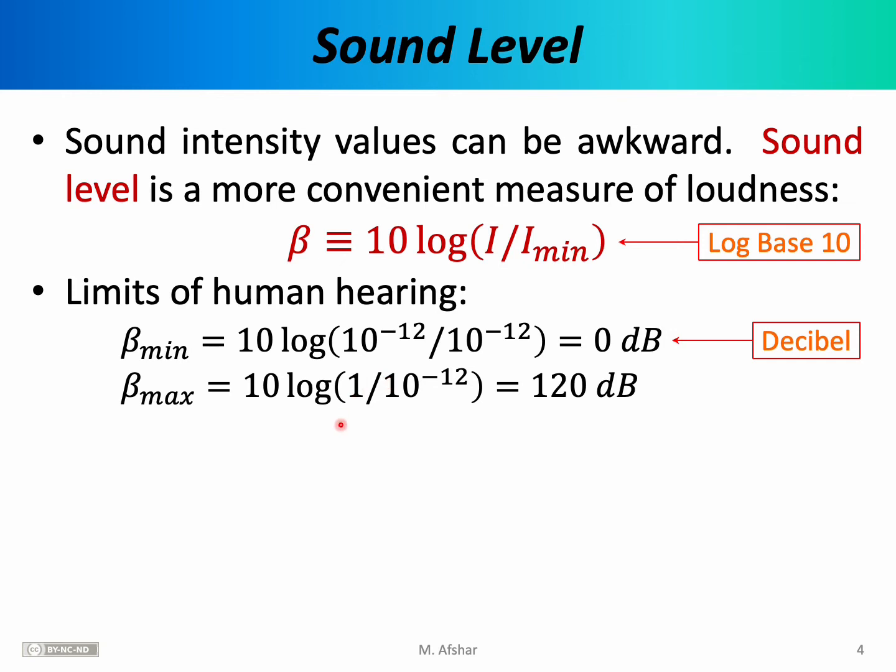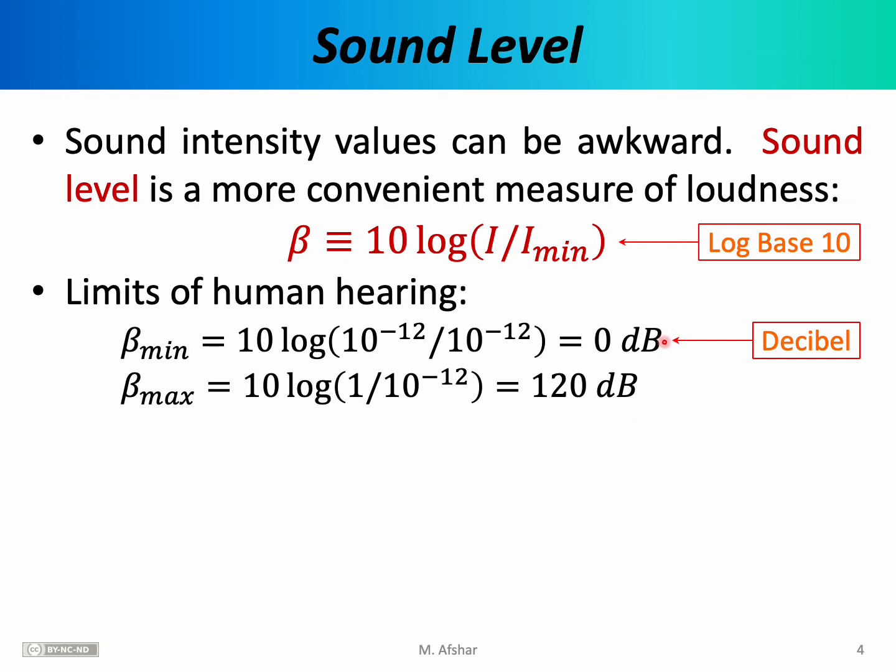I also told you that the maximum sound intensity, the threshold of pain, was approximately 1 watt per square meter. If you plug that number into this formula, what you get is 120 for the sound level. So this is considered the maximum sound level that humans can hear.